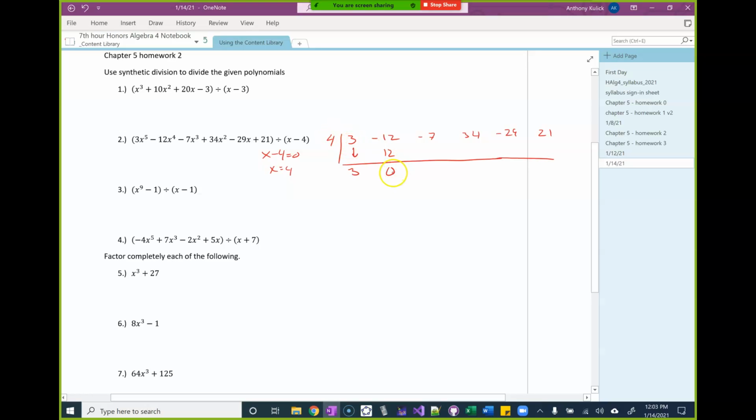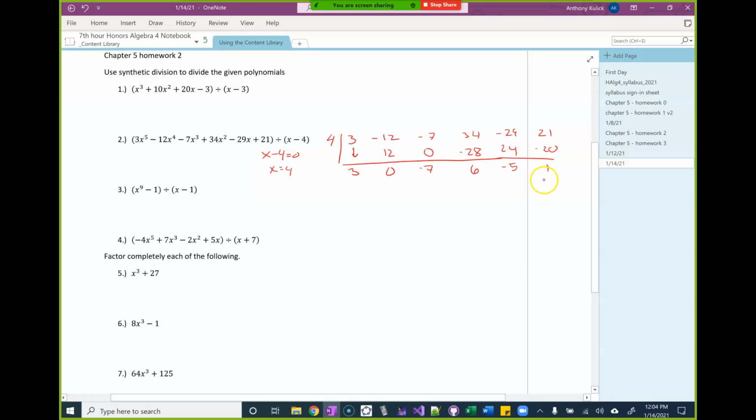I add down that 0. 0 times 4 is 0. I add down that's -7. 4 times -7 is -28. I add down that 6. 4 times 6 is 24. I add down that's -5. And 4 times -5 is -20. I add down that's 1. So that completes the division.